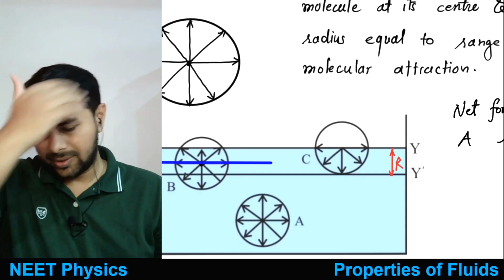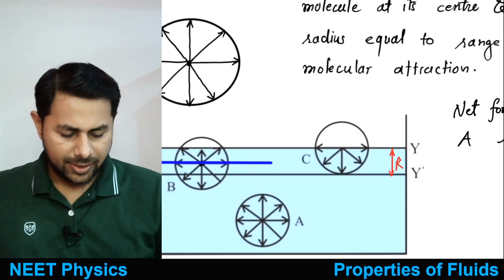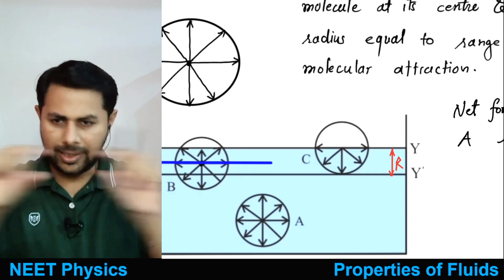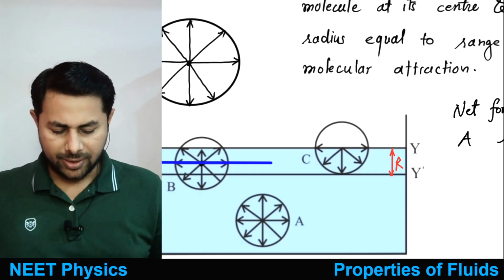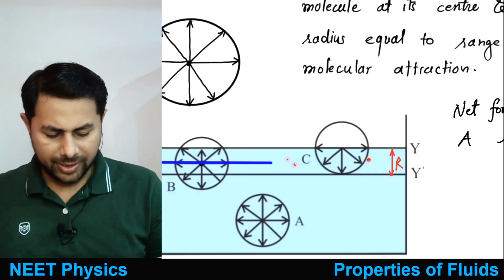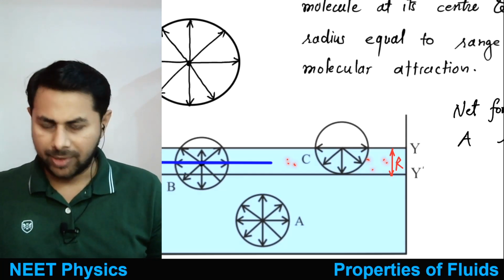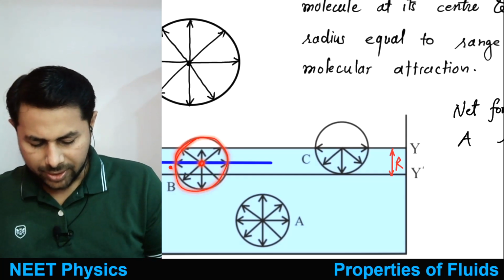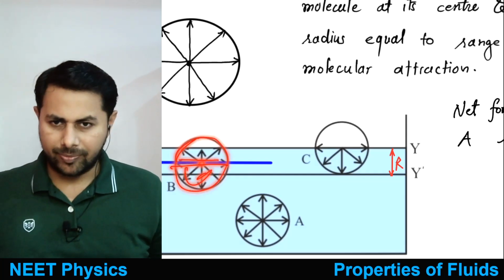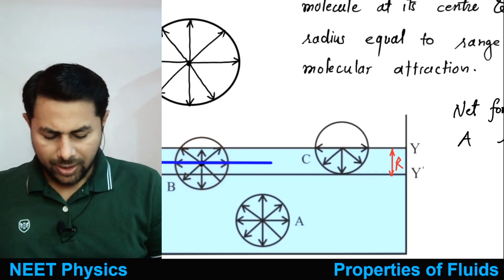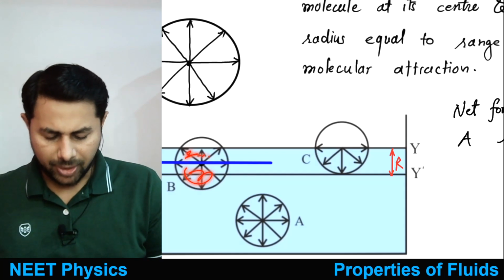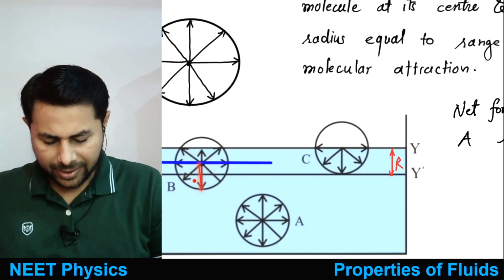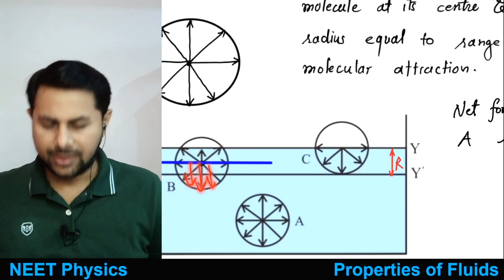Okay, see, consider a layer having thickness equal to what? The range of molecular attraction. Now if you consider any molecule of liquid within this layer, the number of liquid molecules in the lower half of the sphere of influence would be much greater compared to the number of molecules in the upper half, and that's why the net force on this molecule is also in the downwards direction.